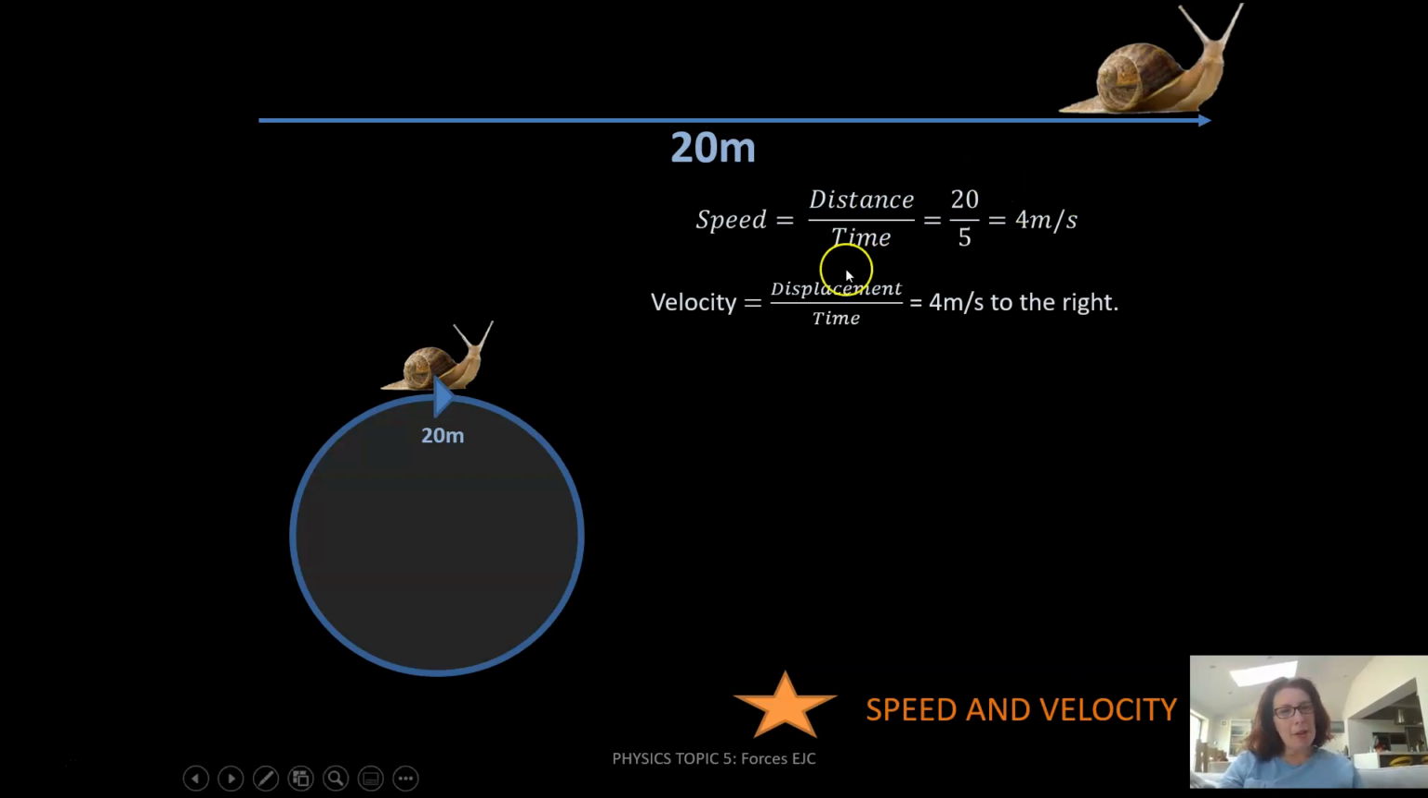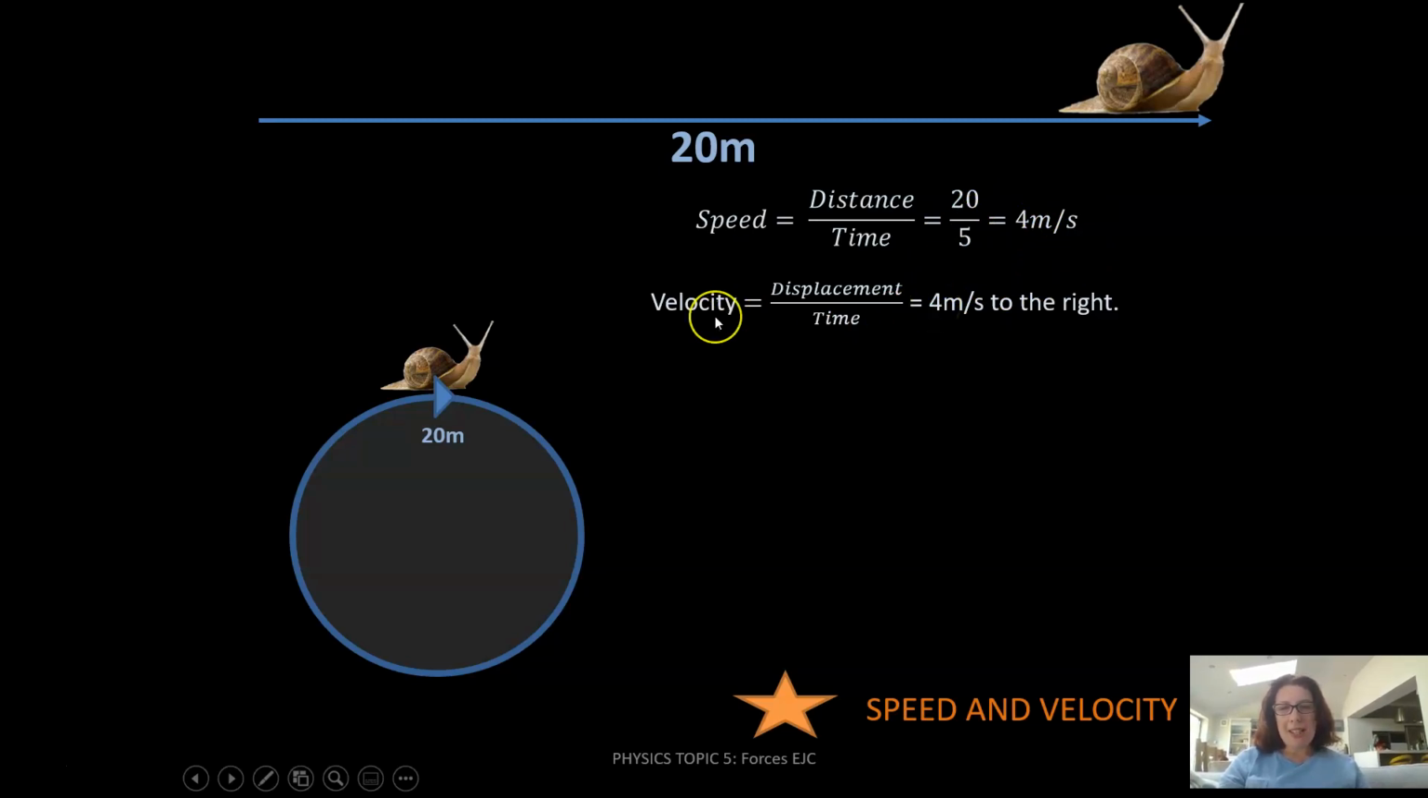Velocity is similar to speed in many ways. Instead of distance, we have displacement. Displacement is the distance between where you started and where you ended. In this case, the distance from where we started to where we ended is in a straight line, so it's still 20 meters. And we did it in 5 seconds, so we get the same speed: 4 meters per second.